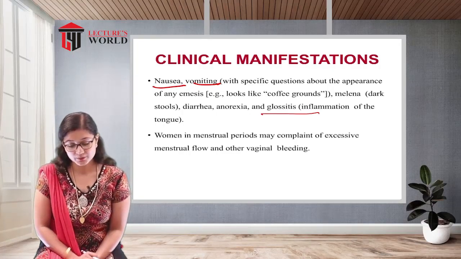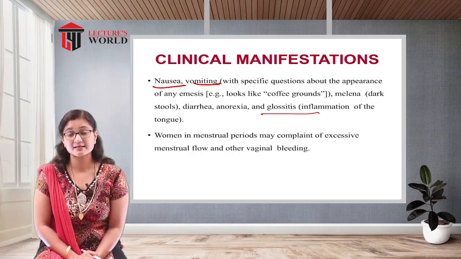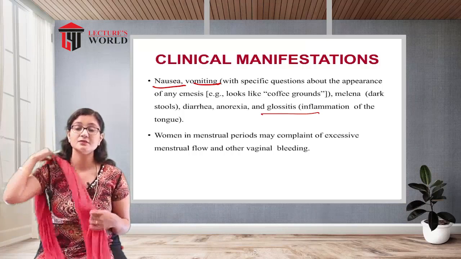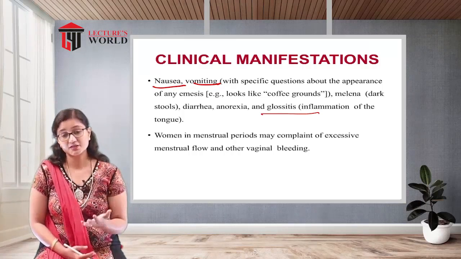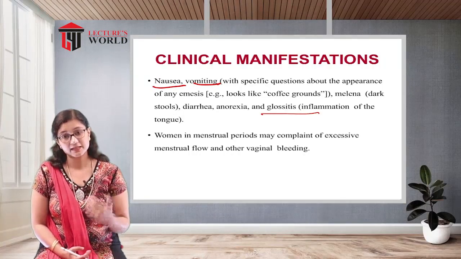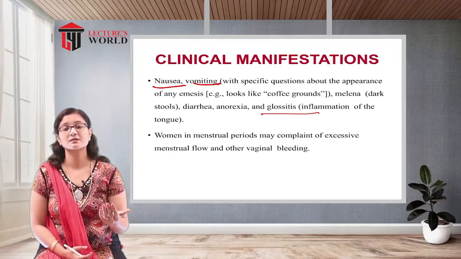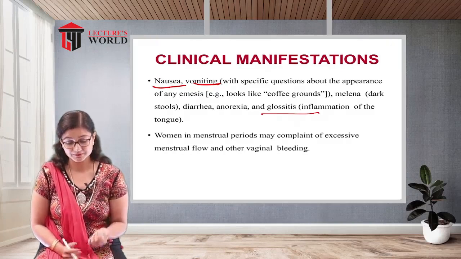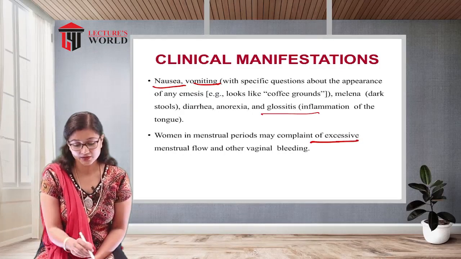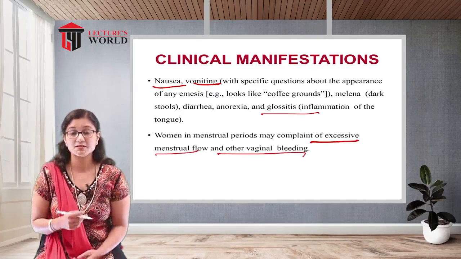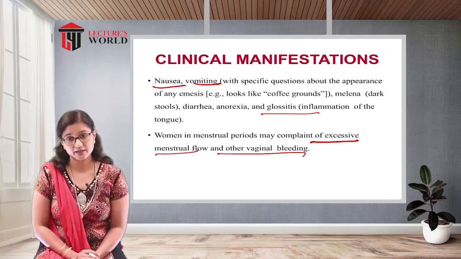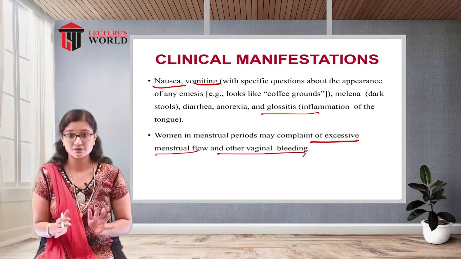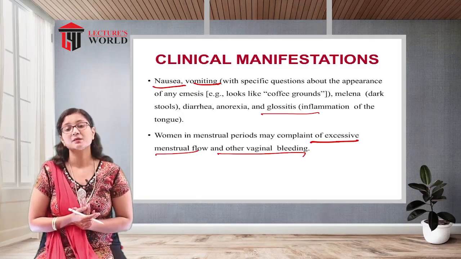Women in menstrual period may complain of excessive menstrual flow, because now here in this case it will be mainly because the patient is bleeding more. Okay, and that's why there's a loss of RBCs from the body, and then he can be suffering with anemia. So we need to ask for this in our patient, and any other vaginal bleeding can be there in the patient, needs to be further asked for. Okay, this is an overall clinical manifestation which can be there in our patient with anemia.